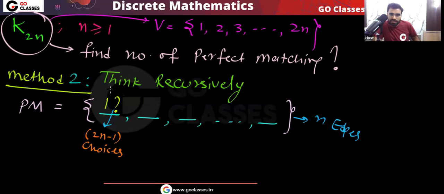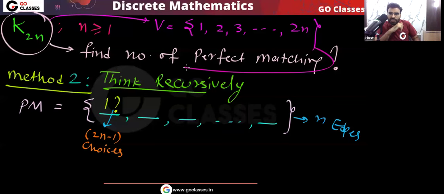Can you think recursively? I told you in the beginning of this lecture, and in the previous lecture also, that whenever the question asks you to find the number of matchings, the number of perfect matchings, the number of independent sets, and so on, always think recursively. So, can you think recursively? Very easily you can think.